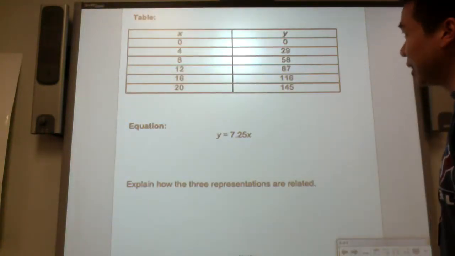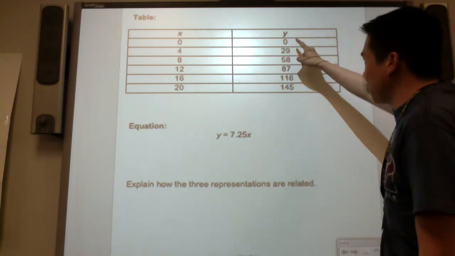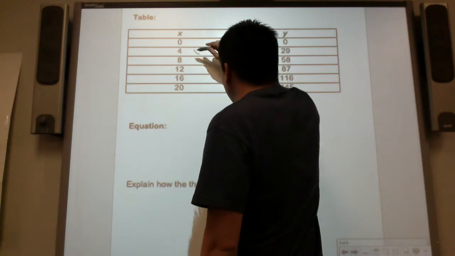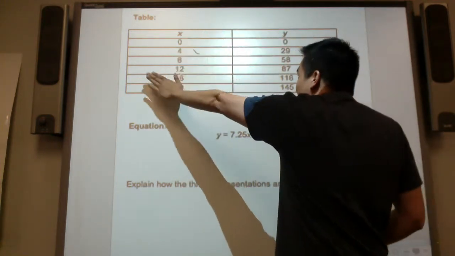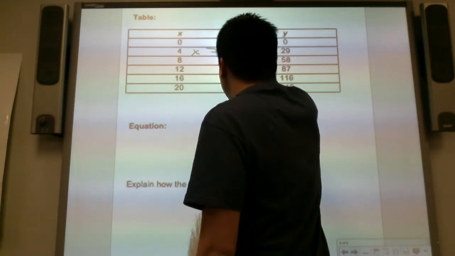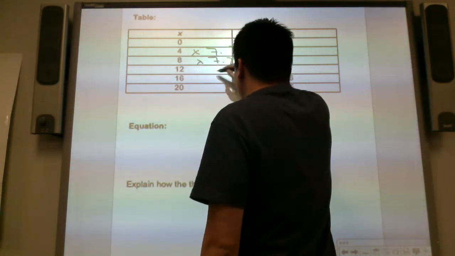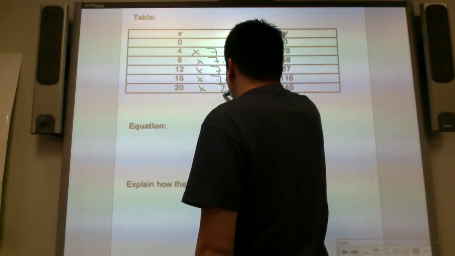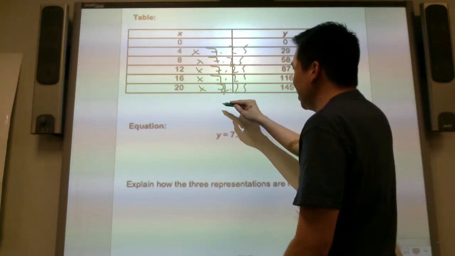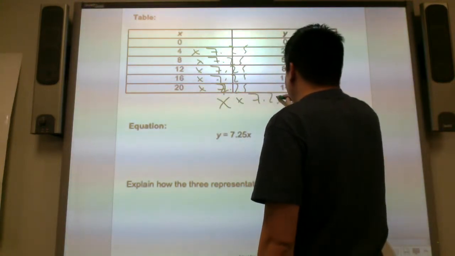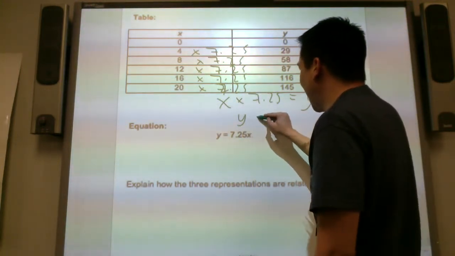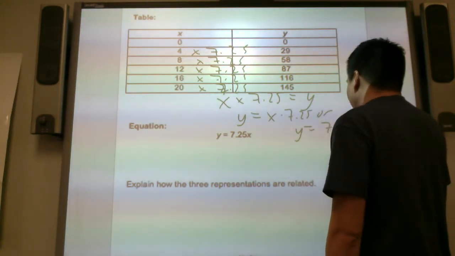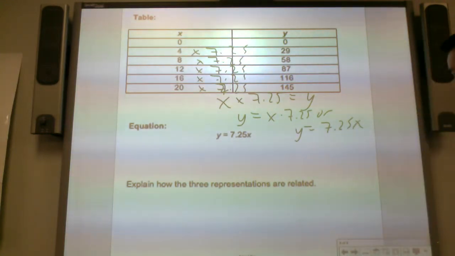In this table, in 0 hours she makes 0 dollars. In 4 hours, she makes $29. So what is the relationship between here and here? It looks like we are multiplying by 7.25 each time. What's another way to write this equation? x times 7.25 equals y. Flip it: y is equal to x times 7.25, or y is equal to 7.25 per hour.